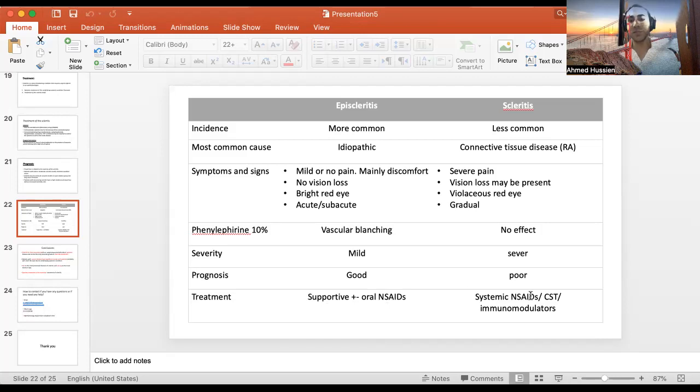However, treatment of scleritis is mandatory to control the systemic manifestation and also the ocular manifestation. And again, the treatment is mainly systemic: oral non-steroidal anti-inflammatory drugs, systemic steroids, either oral or intravenous, and immunomodulators like methotrexate and cyclosporin.